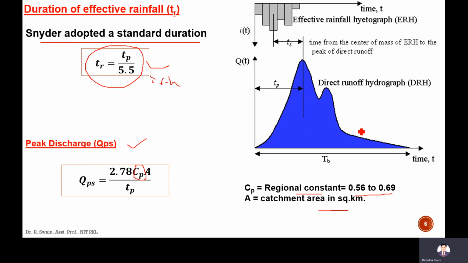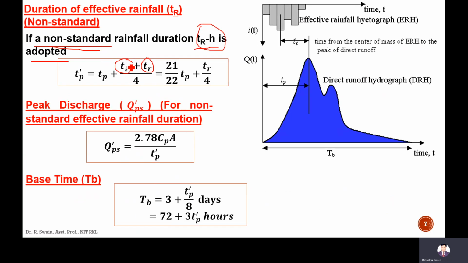So whatever the integration, the unit hydrograph will be determined using this 6 hour duration. That will be a 6 hour unit hydrograph. But if you want a 7 hour or 8 hour unit hydrograph, that is non-standard. So for that case, we have to put TR as 7 or 8, and we will get the value of TP dash. That's the time to peak.